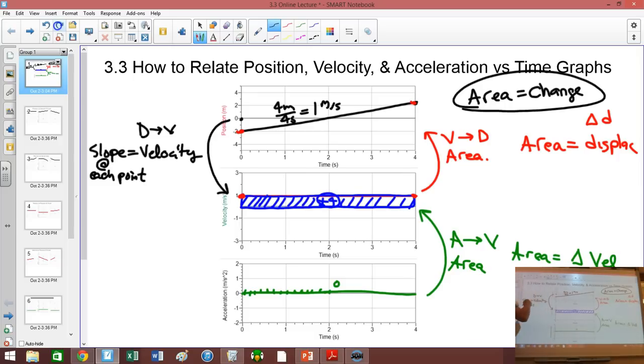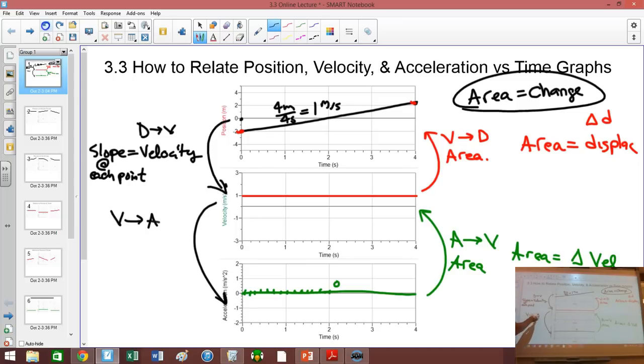See how the slope is the speed? See how I've got a line here at 1? The slope is the speed. And then when I go from this graph to this graph, you use the slope as well. When you go velocity to acceleration, the slope equals the acceleration, because the slope is how much it changes.